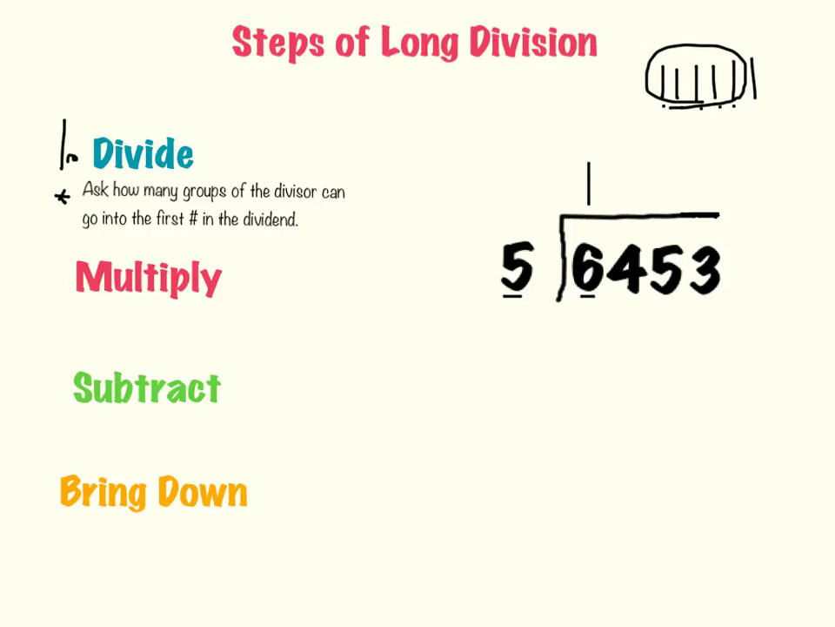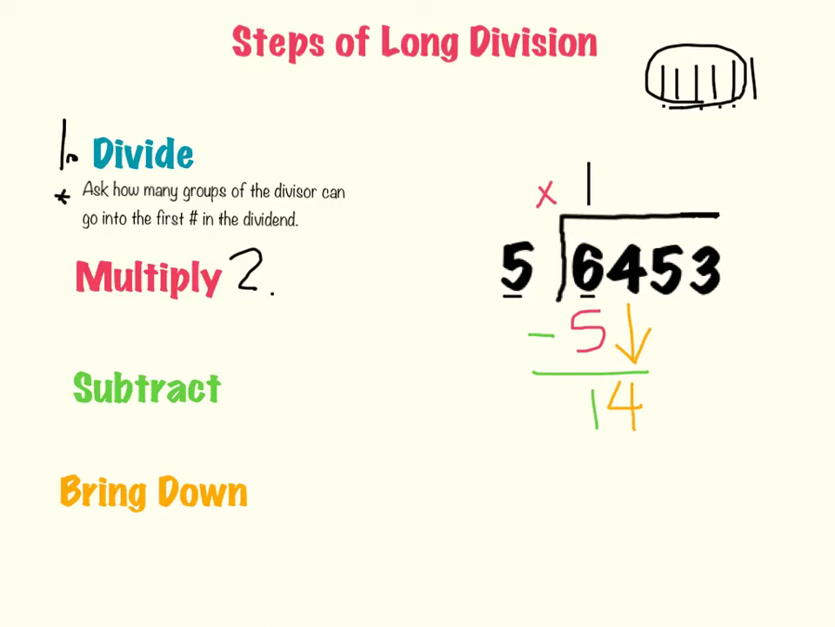That's your first step. Step number 2, multiply. Okay, so we're going to multiply 1 times 5, and we're going to get 5. Okay, the next step is going to be to subtract. So we subtract 6 minus 5, and you're going to get 1. The fourth step is to bring down. Okay, you bring one number down at a time. So we bring down the 4.